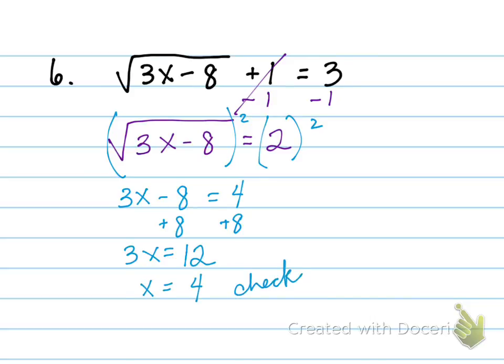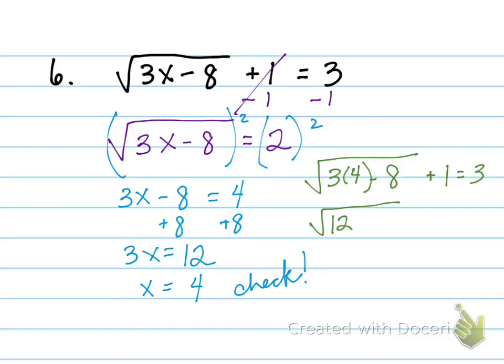But I want to check it. So I'm going to plug in x equals 4 into the original. So 3 times 4 minus 8 plus 1 equals 3. 12 minus 8 plus 1 equals 3.